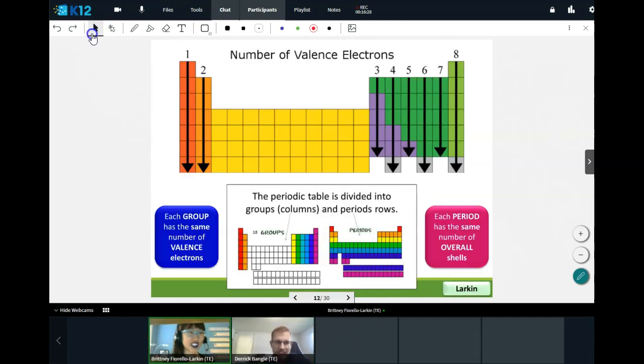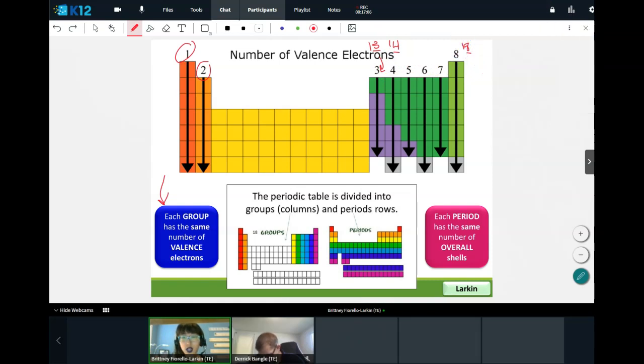All right, looking good. Let's take a look at a visual of this. Again, we've seen all the descriptions, but let's make sure we understand how to visualize it as well. Each group or column up and down, sometimes called families, has the same number of valence electrons. Group 1 has 1 valence electron. All of these atoms have 1 valence electron. Group 2, they all have 2 valence electrons up and down. Group 13, remember, take a look at that last number of 13, has 3 valence electrons up and down. Group 14 has 4, all the way down to group 18, which has 8 valence electrons.